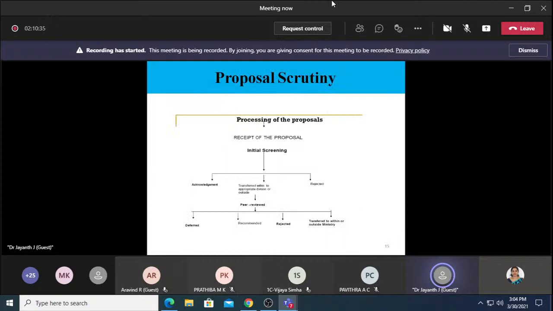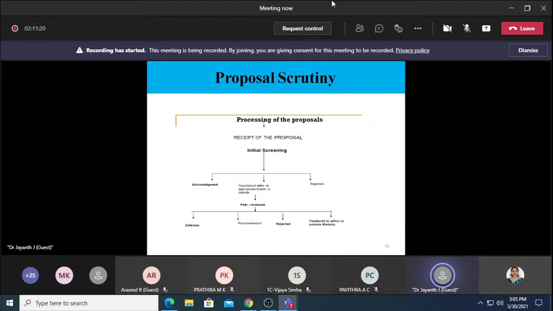Next, how is the proposal scrutinized in DST or seed money or any government scheme? First, processing of the proposal. They will take your receipt of proposal, then give an initial screening. In the initial screening, first they will send an acknowledgement. Second, your plagiarism should be between 5 to 10%. Then it will be transferred to the division or to the expert committee members. Otherwise, if the format is not according to the proposed format, your work can be rejected.